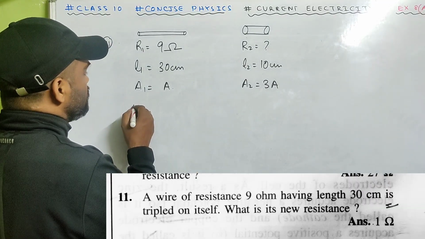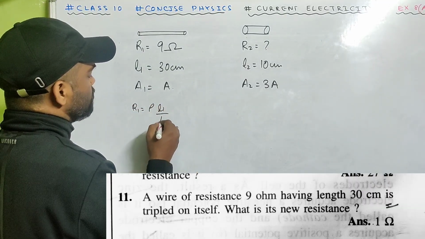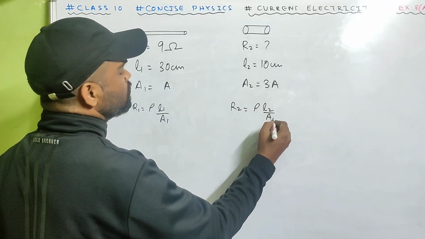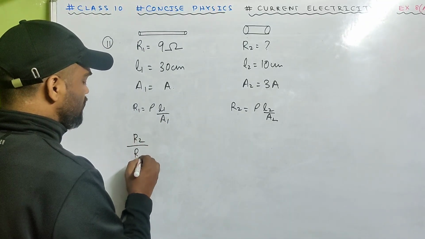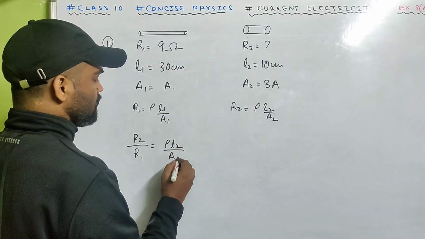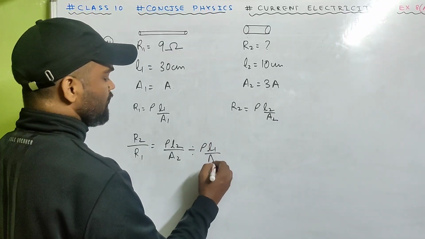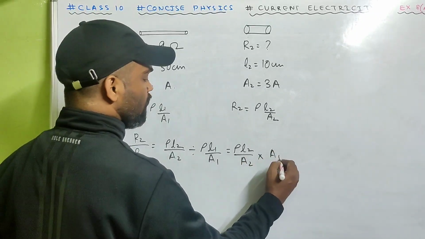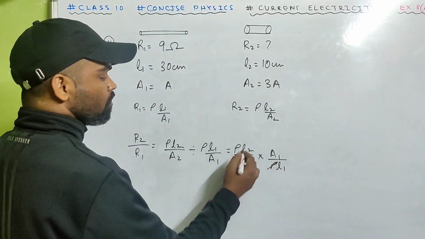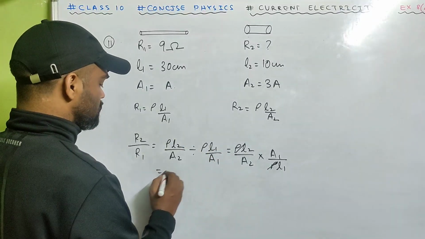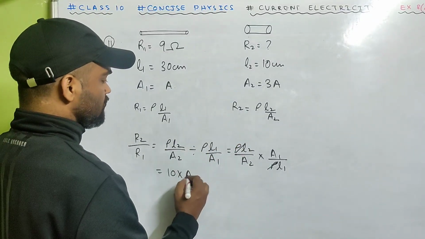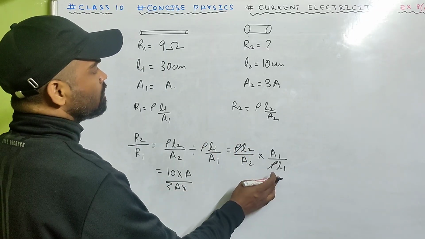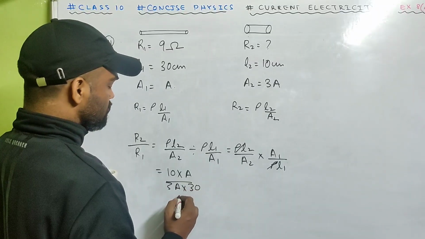Same logic, R1 is equal to rho L1 by A1. R2 equals rho L2 by A2. Just divide. R2 by R1 is rho L2 by A2 divided by rho L1 by A1, which is rho L2 by A2 multiplied by A1 by rho L1. Rho cancels out. L2 is 10. A1 is A. A2 is thrice of A. And L1 is 30. Yes or no?